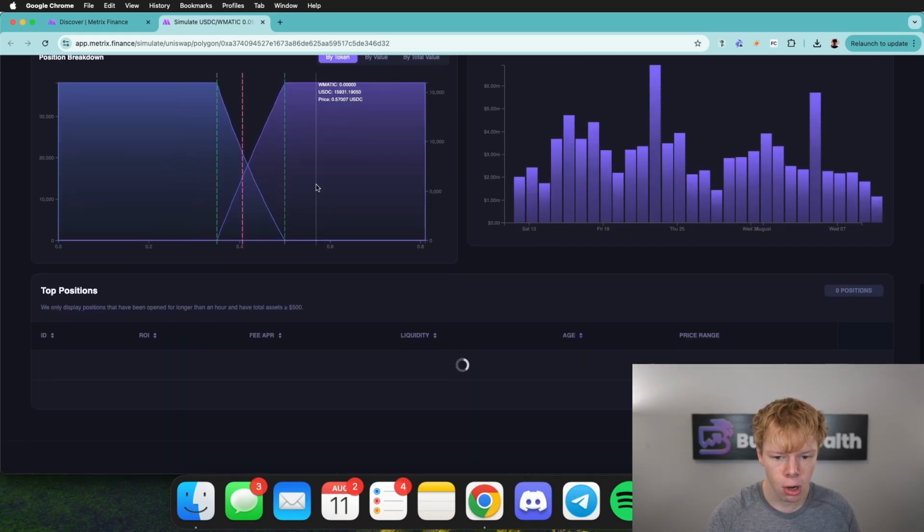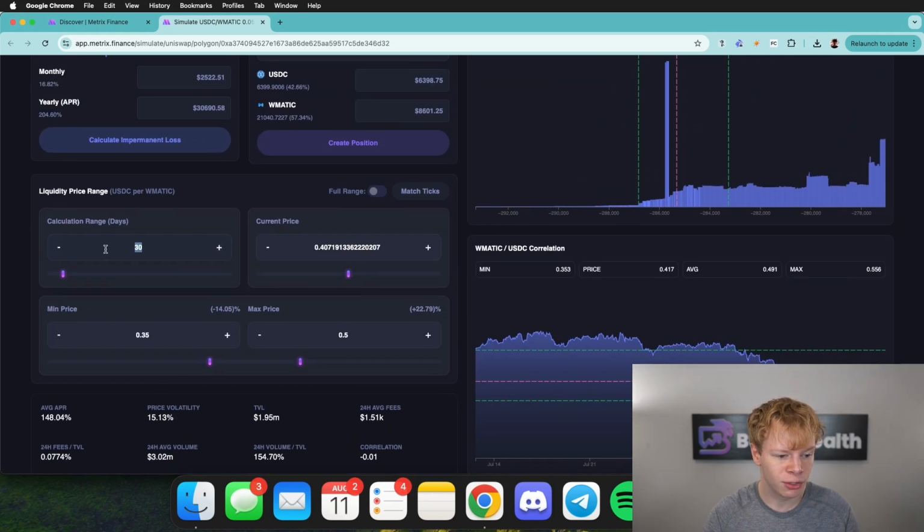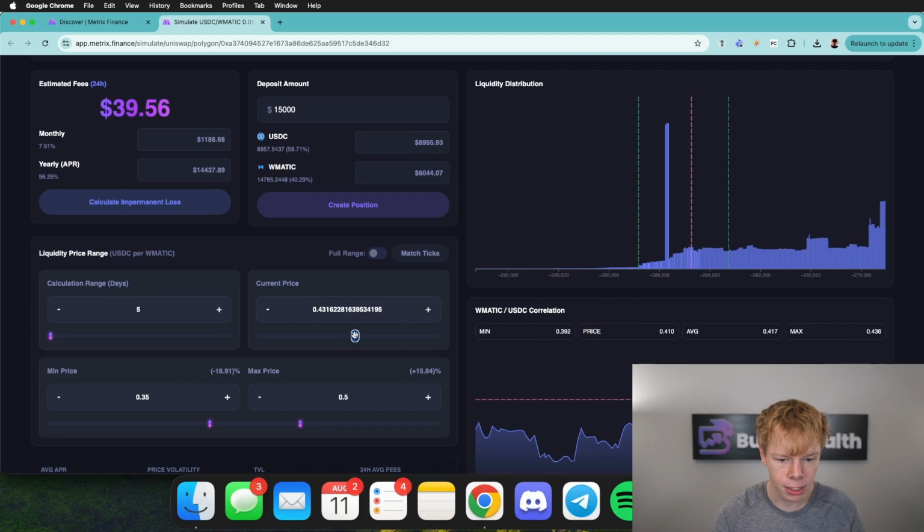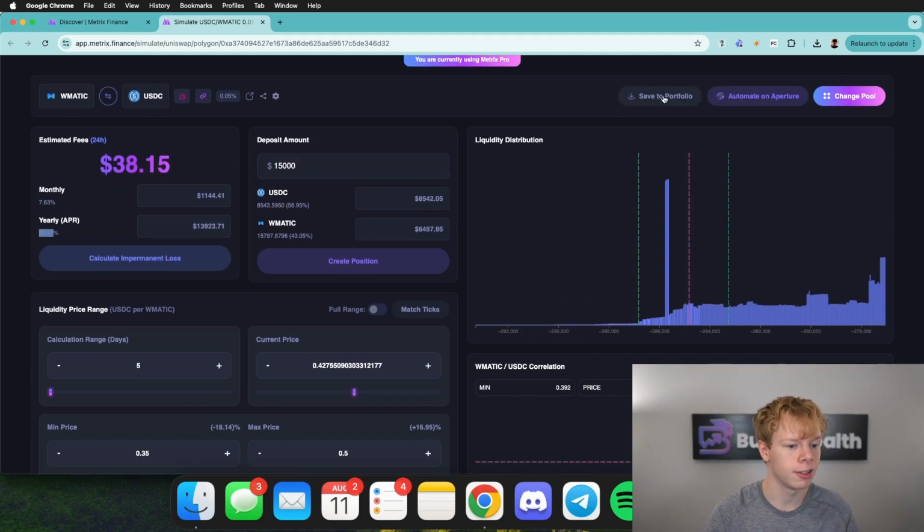It's going to get us a little bit more Matic, roughly 57%, and then 43% USDC, but we're showcasing roughly a 200% APR. Once again, we need to narrow that down, so let's use 5 days, and let's drag that current price to where there's basically more liquidity, which is showing a 92% APR. Still pretty good. Let's save it to the portfolio.